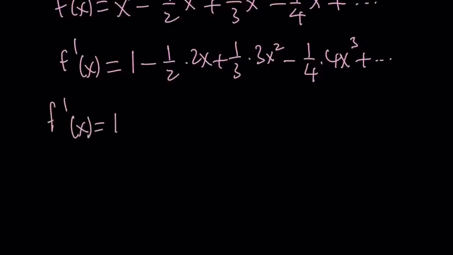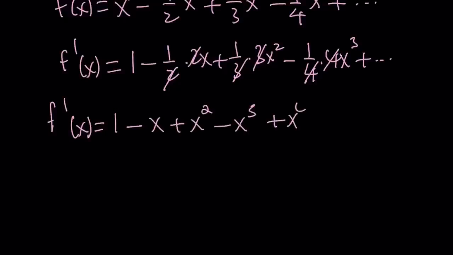1 minus, now 2 cancels out, 3 cancels out, 4 cancels out. Pretty much all the coefficients cancel out, leaving us with 1 or -1. And this is going to look like 1 minus x plus x squared minus x cubed plus x to the 4th power minus x to the 5th power plus and so on. You get the idea, right? This is the derivative of f, remember. Our goal is to find f of 1 at the end. Okay? So how do you evaluate this sum?